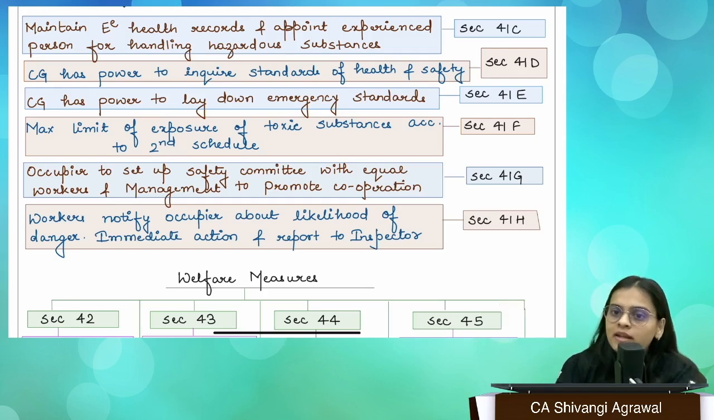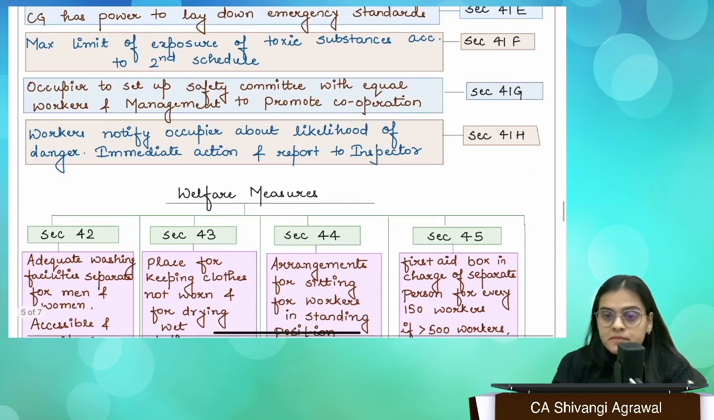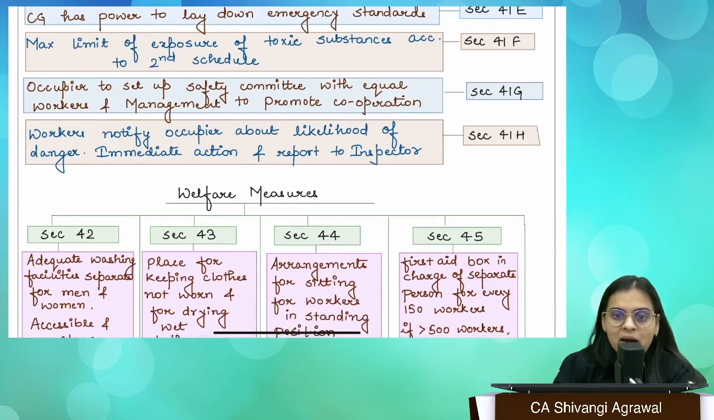Likewise, we have section 41E, and this is about power of central government to prescribe emergency standards. Okay, so if CG is satisfied that we don't have any standards prescribed for this particular hazardous process, right, or the standards that exist are not sufficient enough, then it can actually go ahead and prescribe more. Fine. Now, section 41F, so the maximum threshold limit for exposure of toxic substances or exposure of chemicals that is being given over here, right?